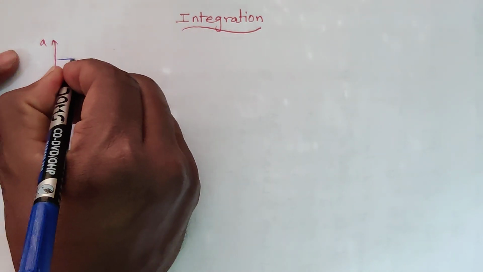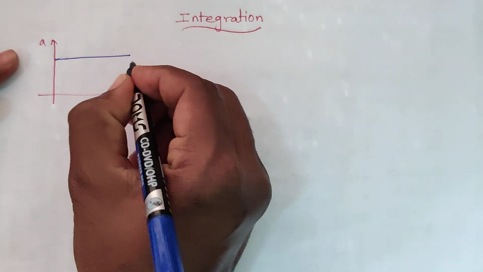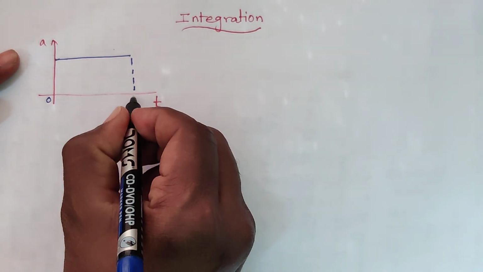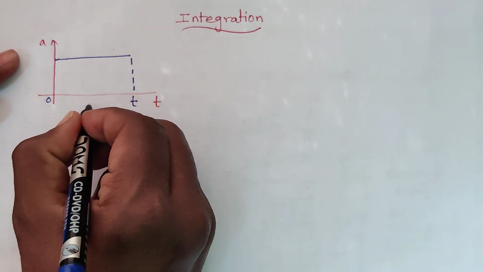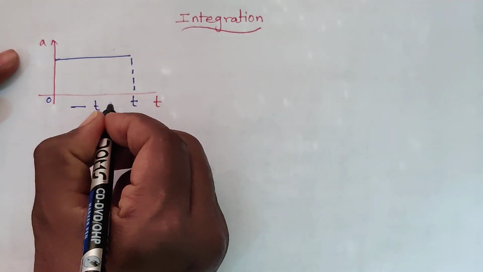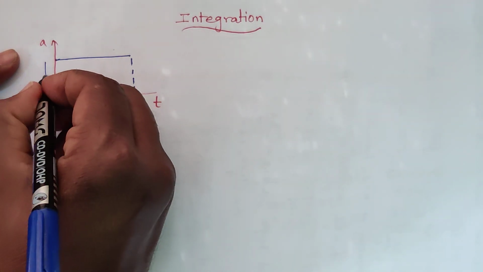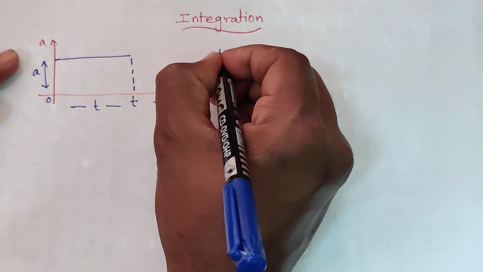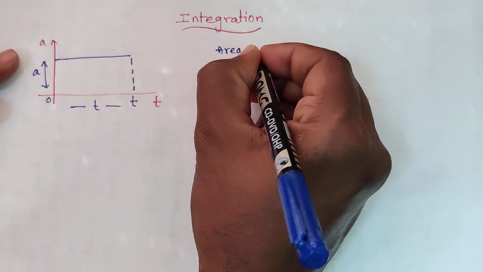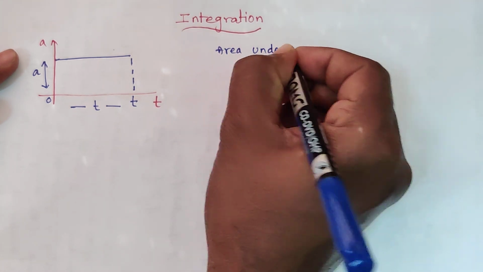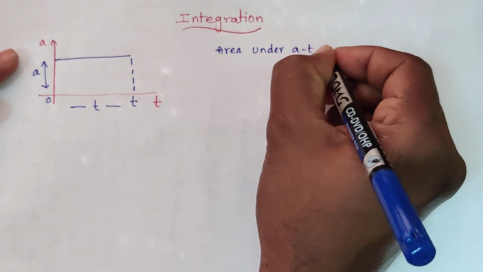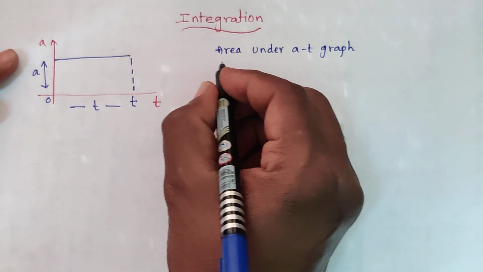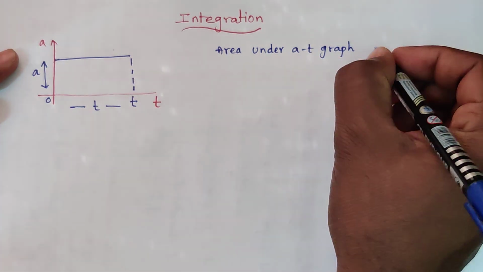graph looks like this, consider this is time interval t equal to 0 at later time t. Time interval is t minus 0, that is nothing but time interval is t here. And consider the height of this one is a. So area under AT graph is nothing but length into breadth.